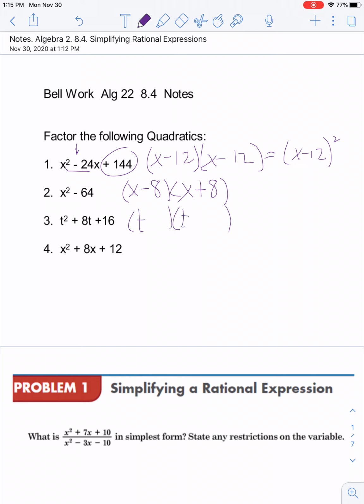Number 3, eyeglasses. Split your t's. Factors of 16, sum of 8. On this one, though, it would be plus 4 plus 4. That also can be written as t plus 4 squared, like the top one. And finally, number 4, eyeglasses. Split your x's. Factors of 12, sum of 8, 12 and 1, 6 and 2, 3 and 4. Yeah, we're going to go with that 6 and 2. They're both positive. And that can't be simplified any further, so there it is.